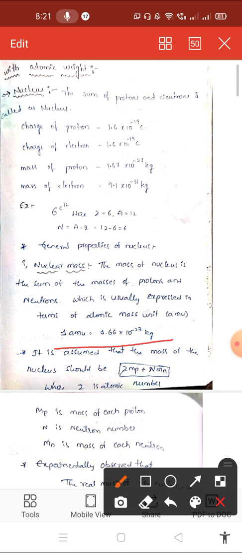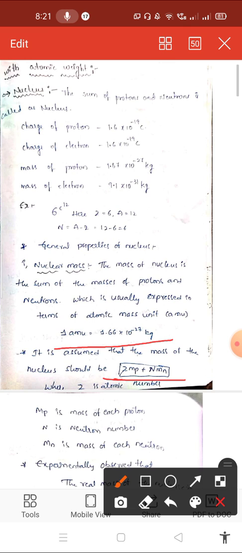Now, the nuclear mass can be expressed as Z Mp plus N times the mass of the neutron. Here, Z means the number of protons multiplied by the mass of the proton, plus N, the number of neutrons, multiplied by the mass of the neutron. This is the nuclear mass. I have already given the definition: the nuclear mass is the sum of the masses of the protons and the sum of the masses of the neutrons.